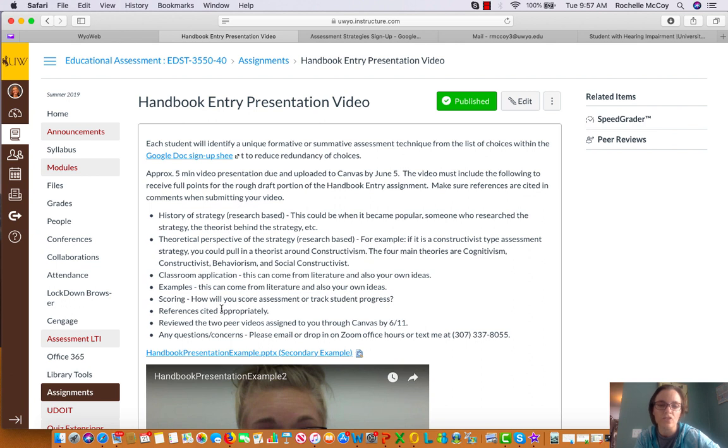Going back to the think, pair, share, even though it's just students talking to one another, how might you score that or how might you annotate that for future reference? Because it is important even for formative assessment to kind of keep track. It could just be a journal of anecdotal records. It's kind of up to you. So you're going to want to think about that. And then, of course, your references cited appropriately in APA.